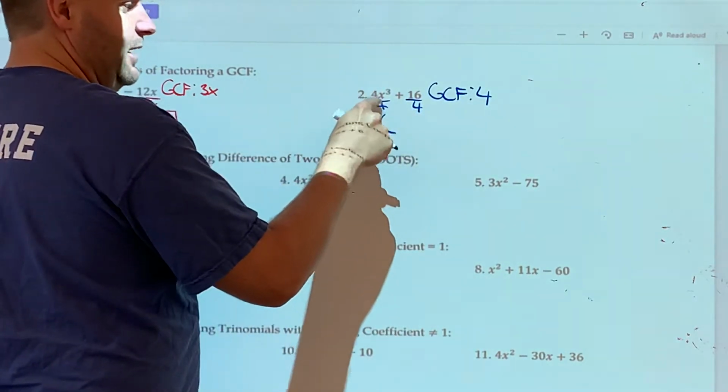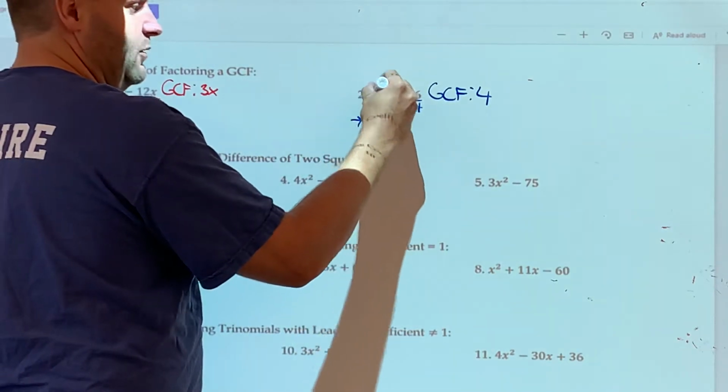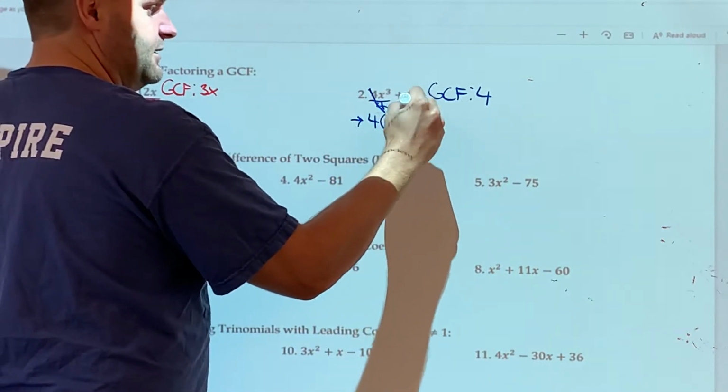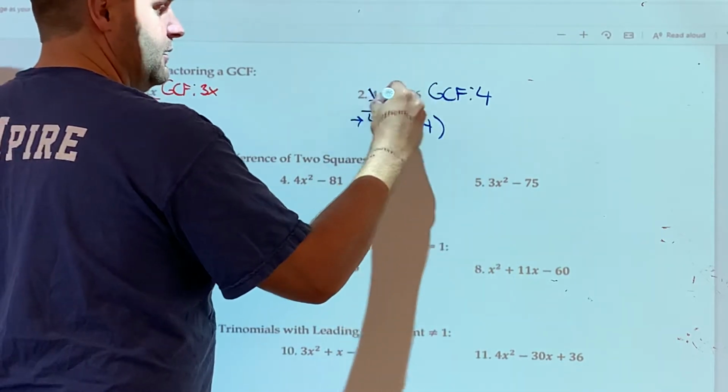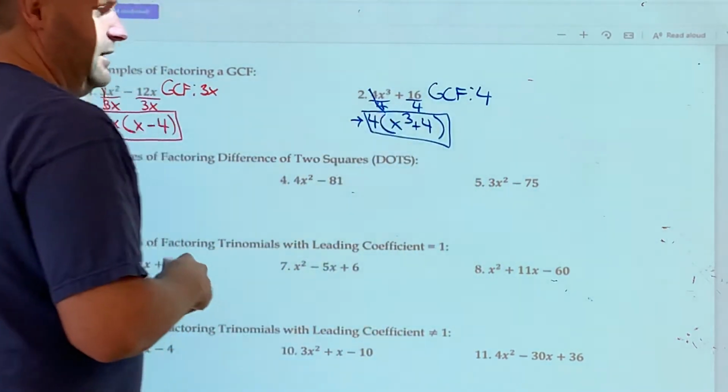And I say to myself, okay, what is 4x to the third divided by 4? Well, the 4's cancel out, and you're just left with x to the third. 16 divided by 4 is 4. And there you go. There's your final answer.